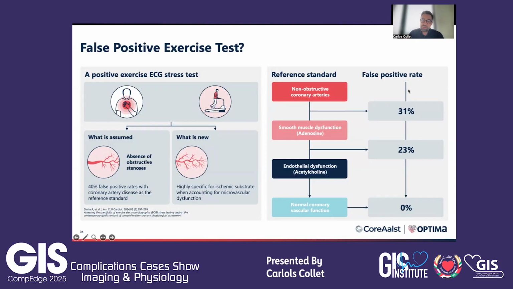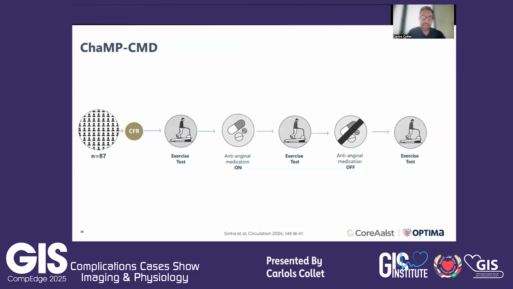What does that mean? Well, it means that not so long ago, we used to say that, oh, that was a positive exercise test, but seeing the coronaries are normal in the angio, you would have said that's a false positive. Well, not so fast. If you start then assessing CFR with adenosine, you get a number of patients that have CMD, and that false positive rate decreases. And if you look further with acetylcholine testing, that number goes to 0. In other words, these false positive tests are not really false positive. We're just not doing a complete assessment of the coronary circulation down to the capillary.